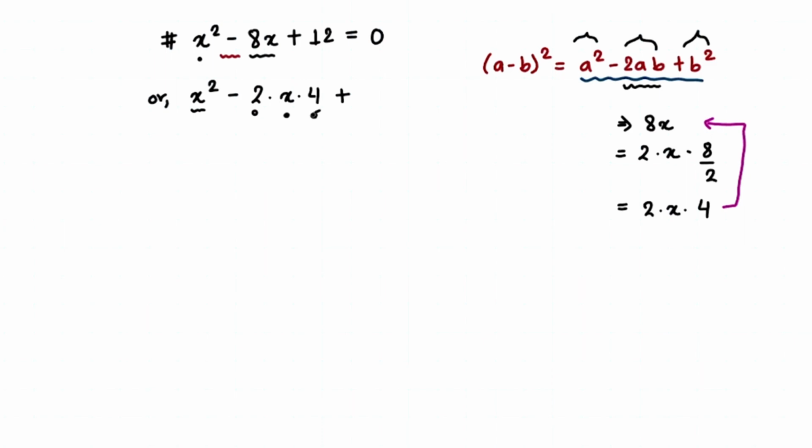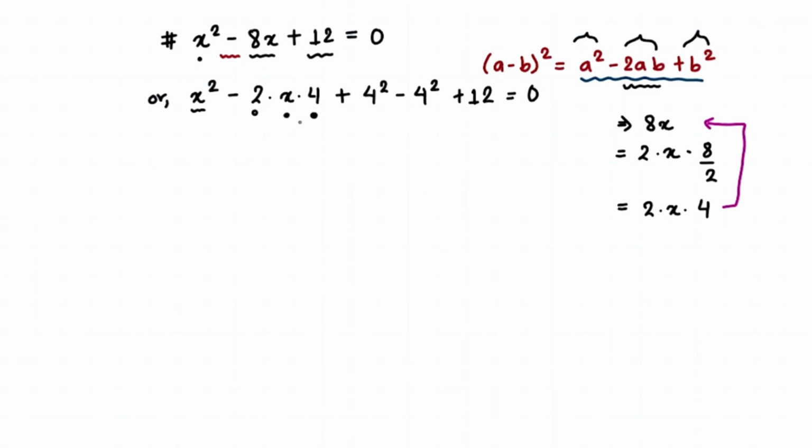In our case, our b is 4, right? So 2ab. So I need plus 4 square. But I can't just write plus 4 square out of nowhere, right? So I'm going to write minus 4 square as well. So plus 4 square minus 4 square gets cancelled. And we also have our plus 12, okay? So let's not forget that one. So plus 12 equals to 0.